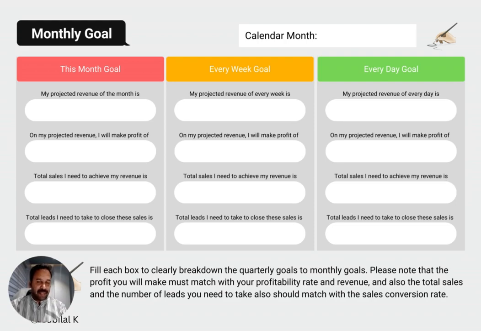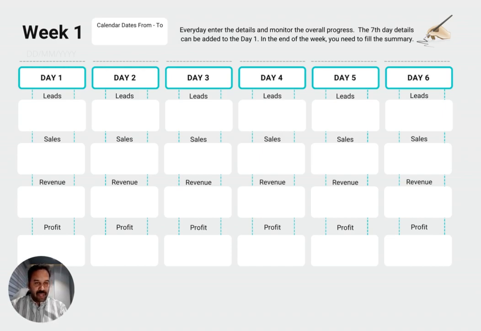Okay. So write it down, calculate it, write it down. Once you write this page full, then you will clearly know what is your daily activity focus. How many leads to be taken every day, how many sales to be done every day, what is going to be your revenue, and what profit you will make every day. Like this for every week and for every month. So plan it accordingly. And from next slide onwards, you write first from which date to which date is your first week. Write the date on the top.